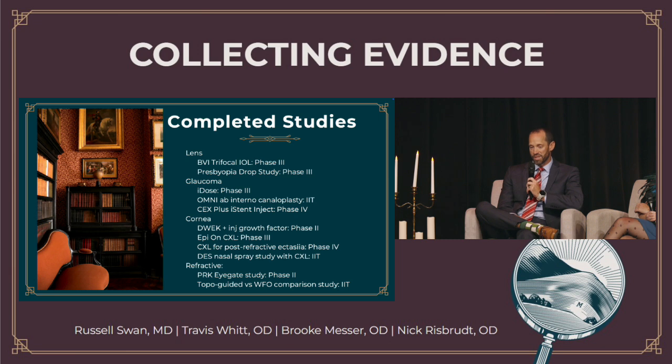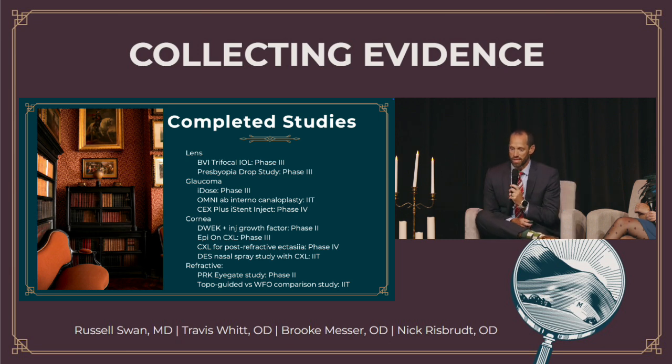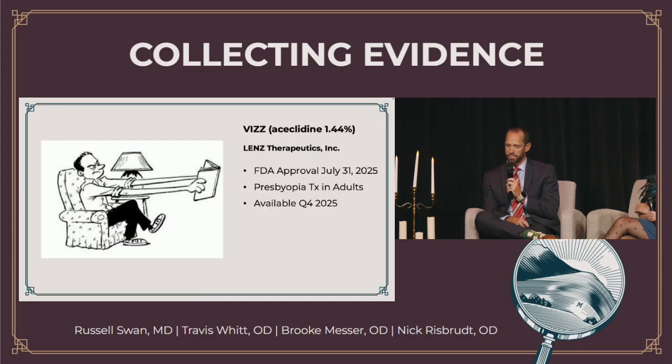We've completed a number of studies. We've talked about a number of these. I think the most recent one, or at least worth mentioning, is the lens study with Viz. So this is the aceclidine study. This is basically for presbyopes, eye drops that are aimed at creating a miotic pupil to extend depth of focus. This was 2 years ago when we were in the study, is that right?